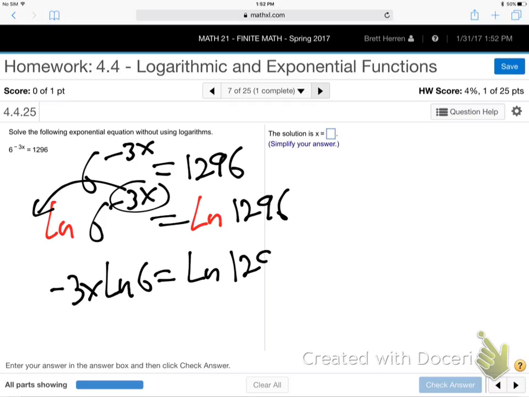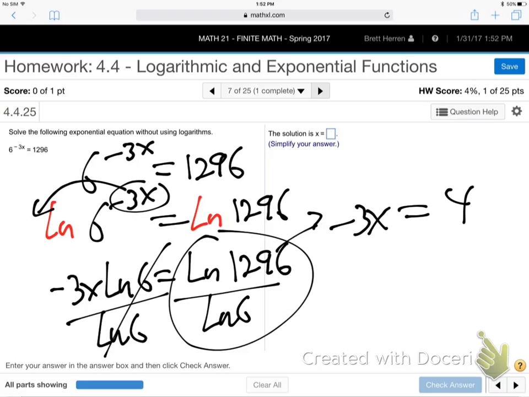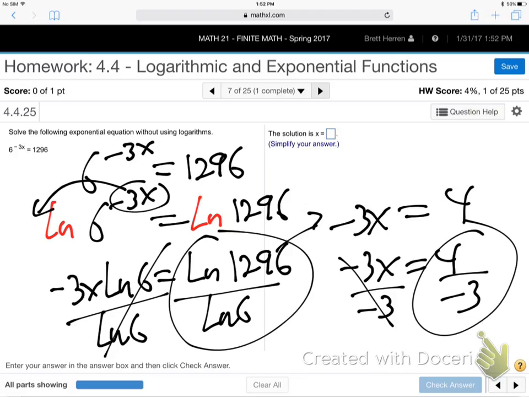We're good up to there? Right? Now the power's out of the power. It's just down on the whole base level. It's no problem now. Now what do we do next to solve for x? Divide by ln 6. Right, so try this. If you do this on your calculator, let me see, what is that? Is it 4? Yeah. It's a big 4, huh? So that's minus 3x equals 4. Good. And then last step, divide by the minus 3. There we go. Is that good?